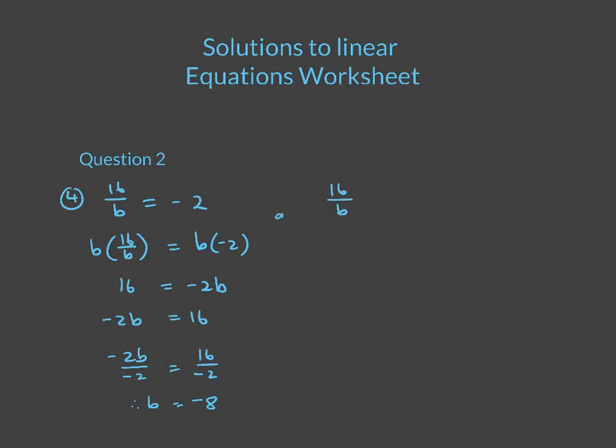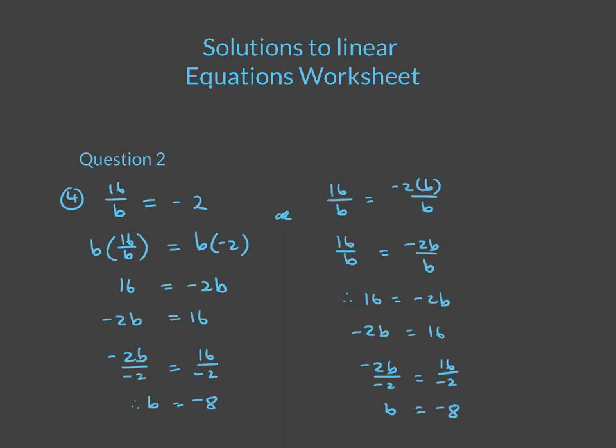Again, you could have got the denominators the same. So in other words, write minus 2 over 1 as the denominator of b. So that's minus 2b over b. 16 over b is equal to minus 2b over b. Therefore, 16 is equal to minus 2b. Minus 2b is equal to 16. Divide both sides by negative 2. Therefore, 16 divided by minus 2 is negative 8.